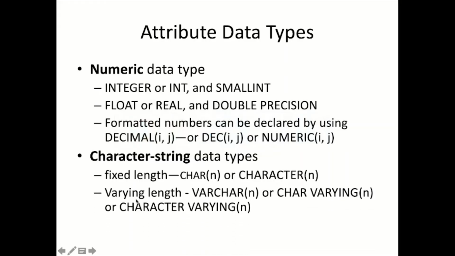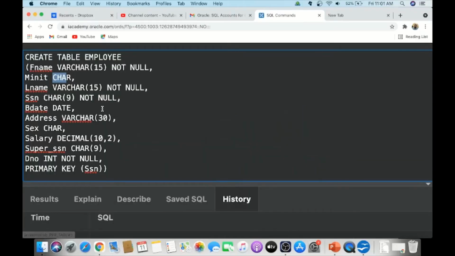Then we have varying length. We usually use varchar of n or varchar2 of n. We have already seen inside the database it is varchar2. You can use varchar of n, or you can use char varying of n or character varying of n. Any of these can be used. We usually use varchar of n or varchar2 of n, which shows that it is a variable character.